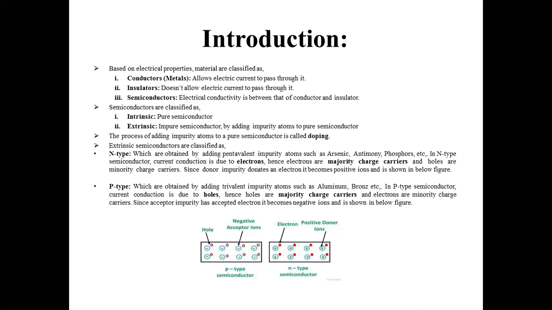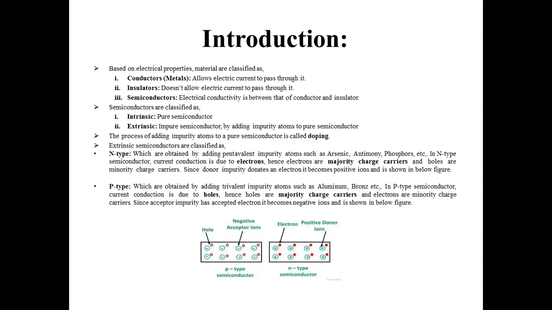A semiconductor has both properties, conductor as well as insulator. Whenever it is in the on state, or forward bias state, it acts as a conductor. When it is in the off state, or whenever it is reverse biased, it acts as an insulator. Semiconductors are classified into two types: intrinsic and extrinsic semiconductors.